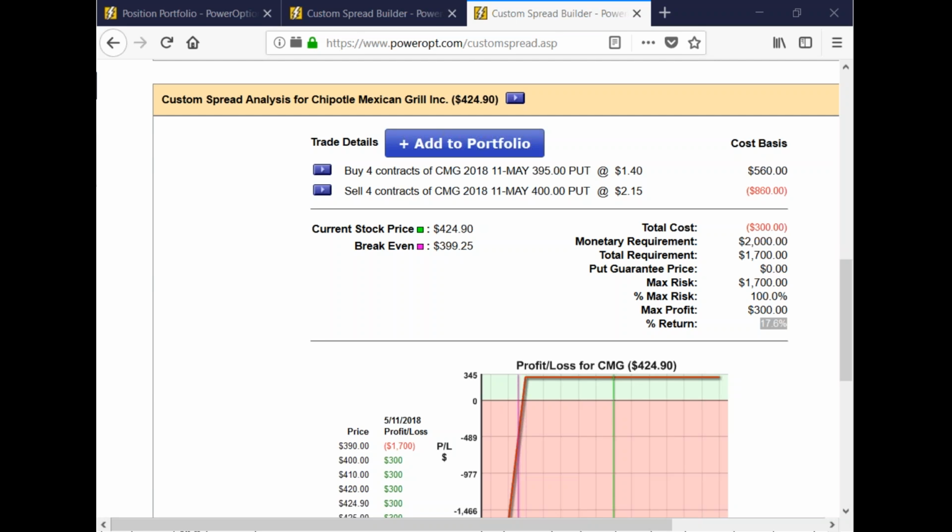Andrew said, is there a way to repair long calls or long puts that go against you? There are ways. I don't have one way because each situation, Andrew, is a little bit different.